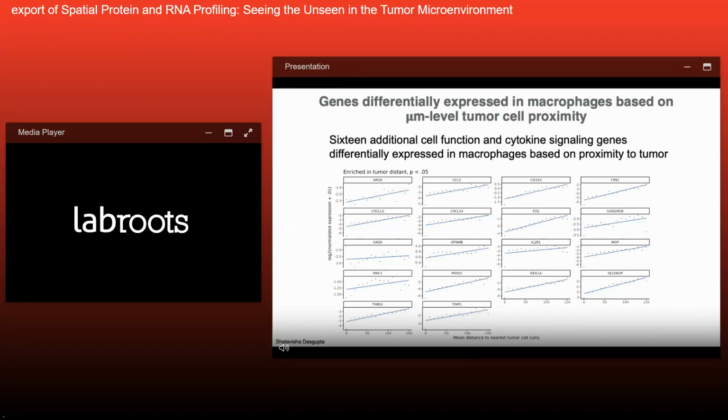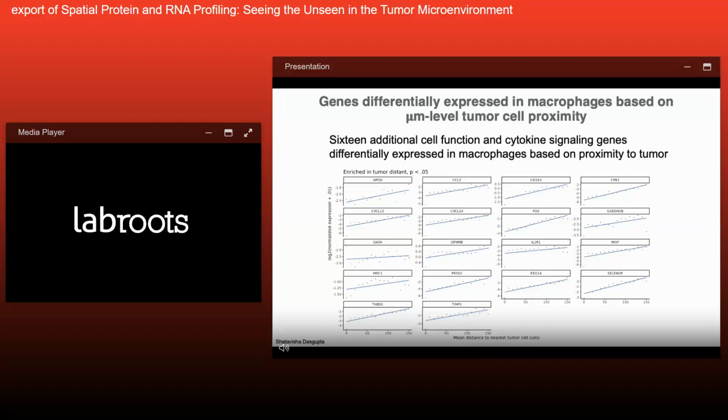We then asked what other genes are differentially expressed in macrophages based on distance from tumor cells in a pattern that matches M1 versus M2 polarization. We are excited to find 16 additional genes, many of which regulate cell function and cytokine signaling. These represent promising candidates for identifying the mechanisms that specify macrophage spatial organization in the tumor microenvironment.